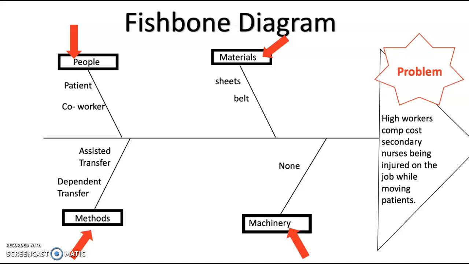Once again, for review, in the fish diagram, you want to use the fish head as the problem. You then identify the potential problems as people, materials, methods, or machinery.